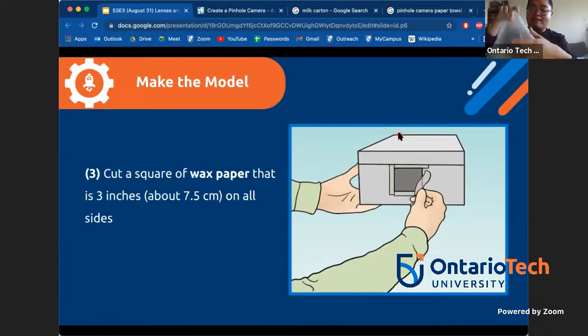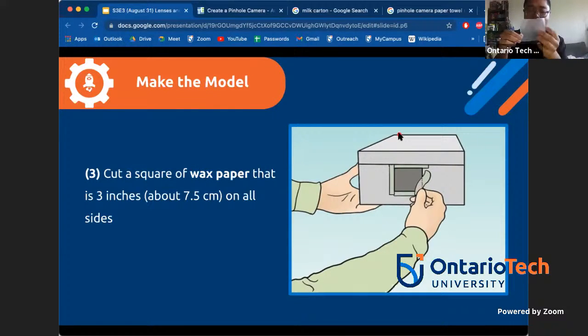So I'm gonna take some wax paper over here and I'm gonna try to cut it so that way I can put it on top of the shoebox or the pinhole camera. So you could just tape it over. I would try to maybe use scissors and create a square. It just needs to be a little bit bigger than the square that we've created. So that way you can put it on top.